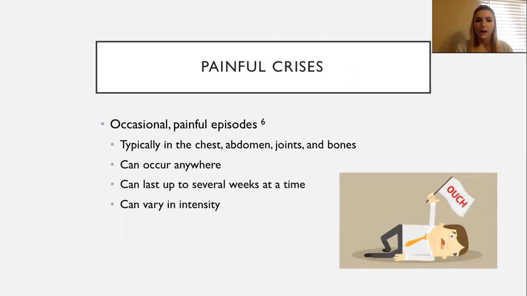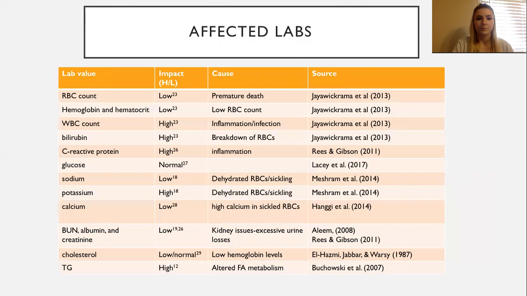So going back to those painful episodes, those periodic painful episodes, we're going to call those painful crises. Basically, they're just occasional painful episodes that people with sickle cell disease get when they get those blood clots in their blood. It does typically occur in the chest, abdomen, joints, and bones, but it can occur anywhere in the body, and it can last up to several weeks at a time and can vary in intensity.